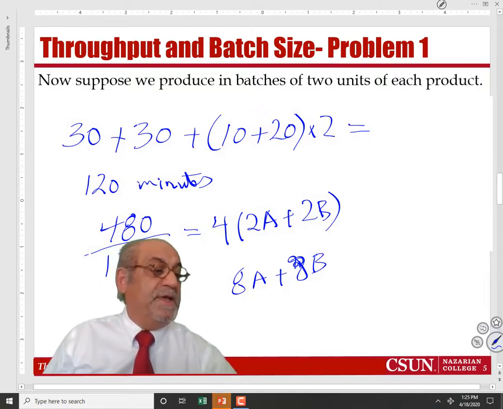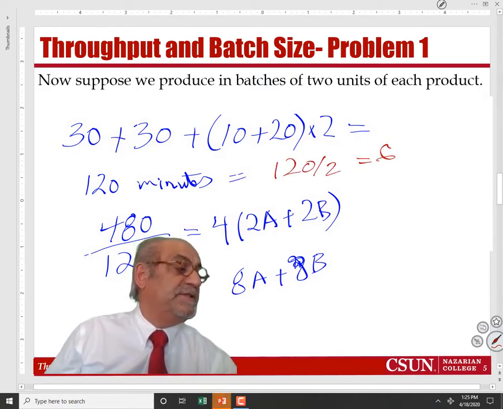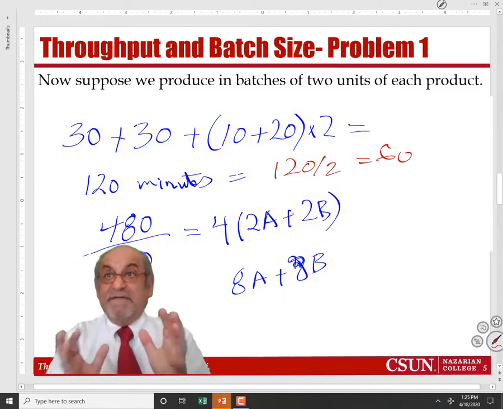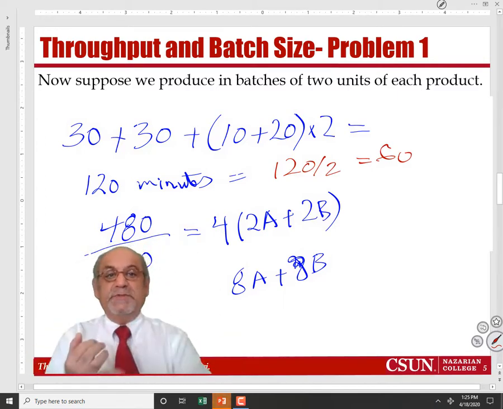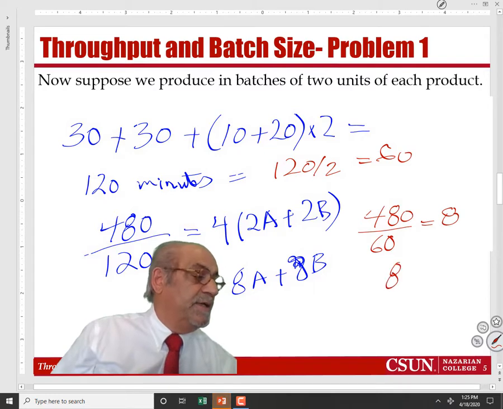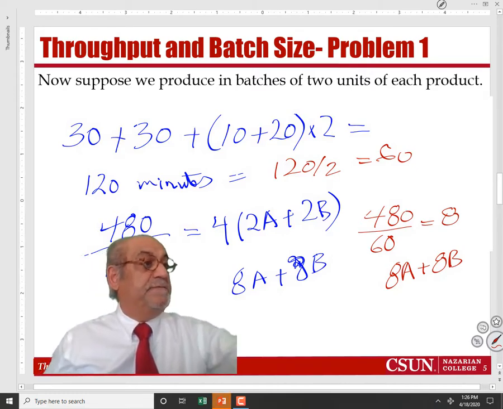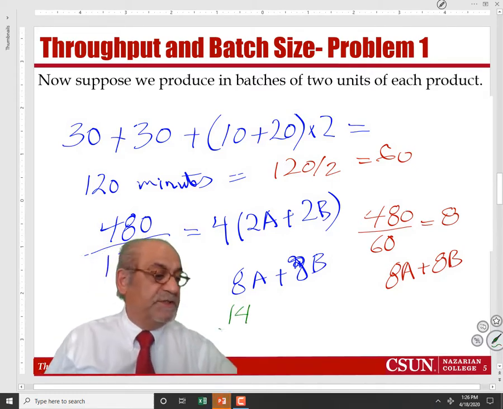I could have come here and said this is for 2 products of each. I divide 120 by 2, that is 60. Therefore, on average, I need 60 minutes to produce 1A and 1B. 480 divided by 60 is equal to 8. That is 8A plus 8B. When I produce everything that I need and then I switch, my inventory would be 14 products of each divided by 2.